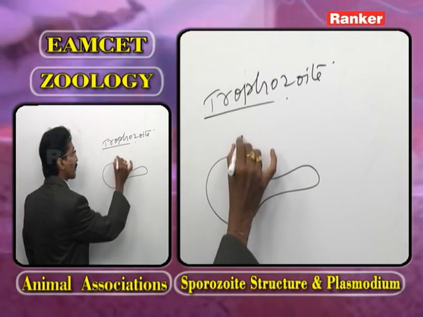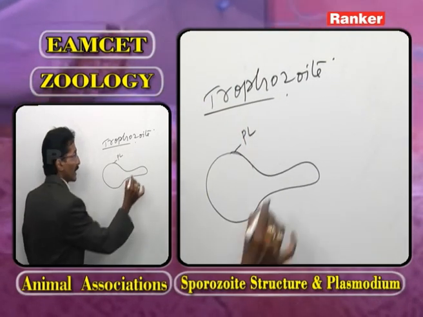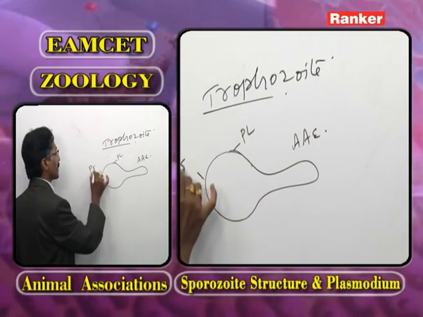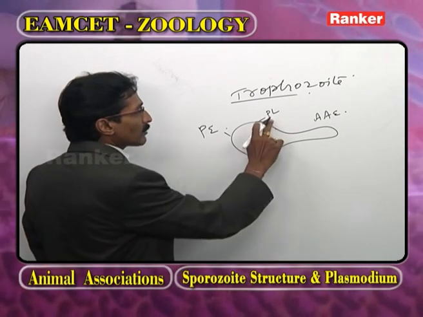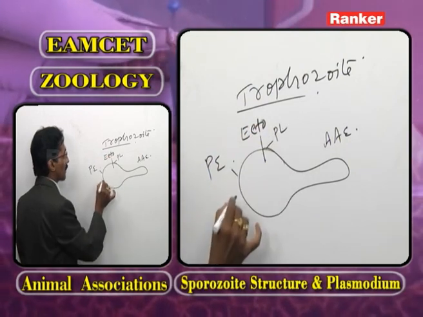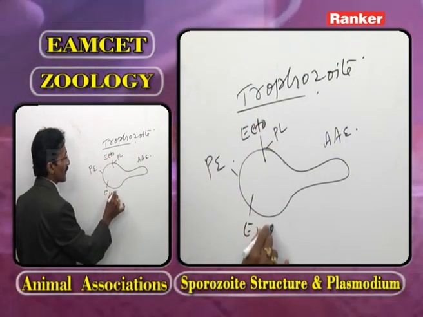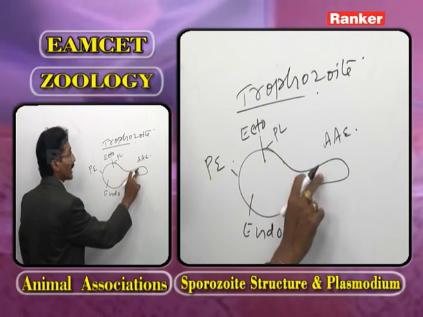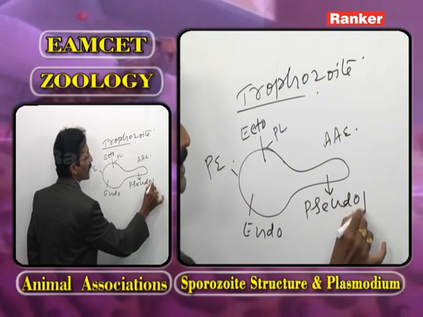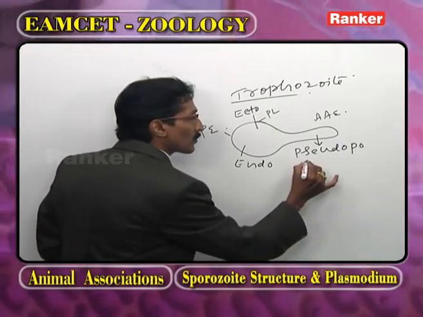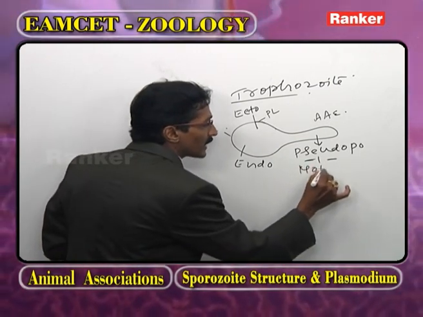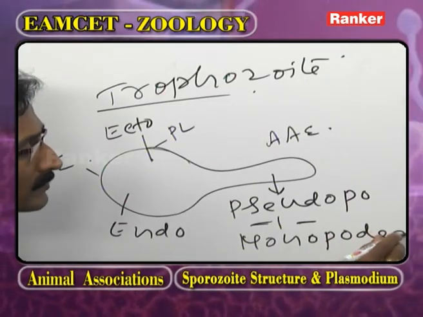The body is covered and protected by plasmalemma, and this is the advanced anterior end, and this is the posterior end. The entire body is covered by plasmalemma. Below plasmalemma, what is present? Ectoplasm. Below ectoplasm, what is present? The endoplasm. At the advanced anterior end, what is present? The pseudopodium is present. How many pseudopodia are present? Only one. If one pseudopodium is present, it is called monopodial.